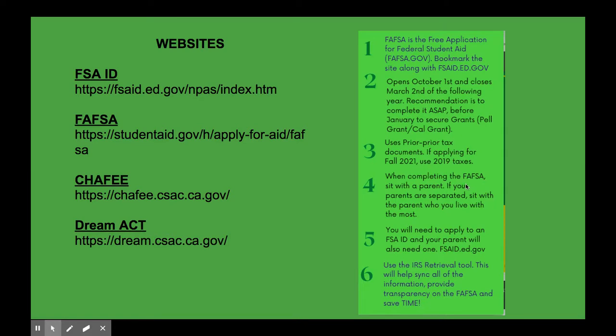When you're completing the FAFSA or the DREAM Act, you should be sitting with your parent to help you because a lot of the questions are going to be parents' information. If your parents were separated, you would be using the information of the parent who you live with or who supports you the most financially. And of course, the FSA ID is what you will utilize. And there is a tool called the IRS Retrieval Tool that I will discuss that I strongly recommend.